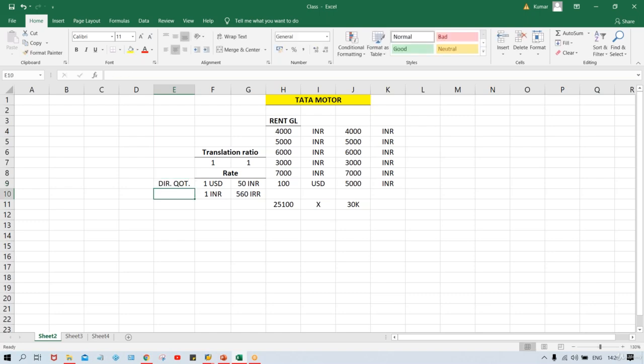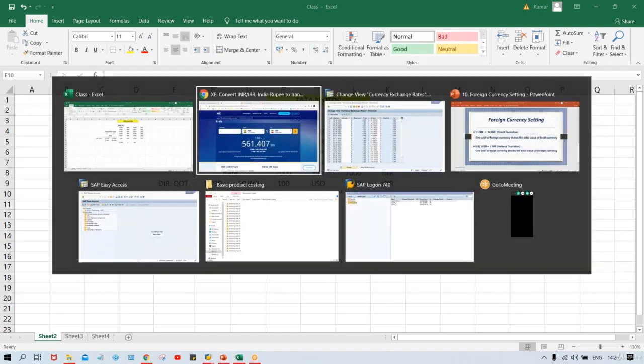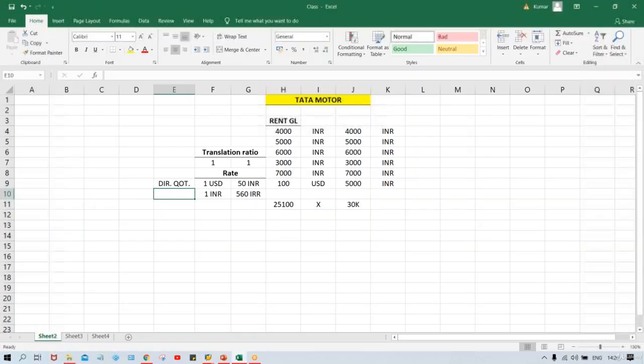Let's suppose this is called direct quotations. It means we are going to specify it here. Generally, I'll just say direct quotations. Now, in the case of Iranian currency, we are saying that 1 unit of our local currency equals this total unit of foreign currency. So this is going to be specified under indirect quotations.